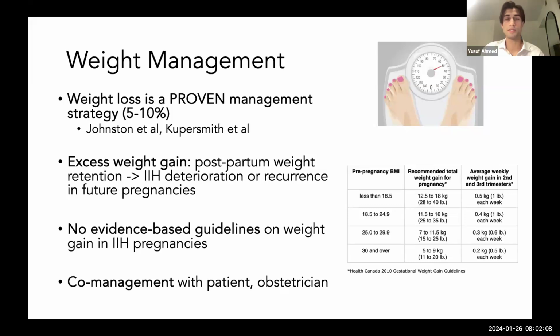So although there's no evidence-based guidelines on weight gain in IH, it is important to talk to the patient, talk to the obstetrician as well, and work as a team to figure out what their weight goal targets are. And it really is just best to have them adhere to the normal standardized weight gain recommendations based on their pre-pregnancy BMI, which I included here on the slide. There is that myth of eating for two when you're pregnant. And as you can see here from the slide, you don't really need to be eating double, but it is important to try to adhere to those recommended weight gain targets so that you don't get worsening IH or recurrence. And this should be a foundation that you discuss with all your patients.